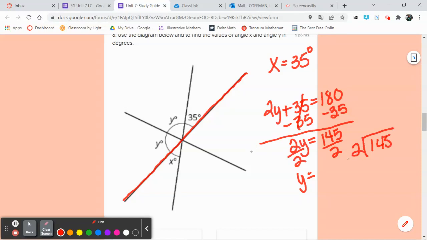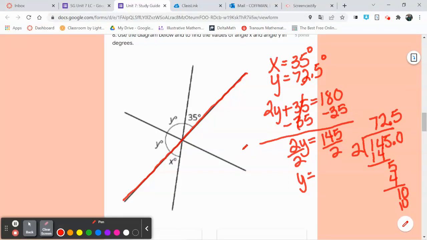Divided by 2. 2 goes into 14 7 times. We got nothing left over. We bring down our 5. 2 goes into 5 2 times. And 2 times 2 is 4. It leaves us with 1. I'm going to go ahead and put a decimal here. Put a 0 and bring down my 0. Put my decimal straight up. And 2 goes into 10 5 times. And 2 times 5 is 10. So we're done. And there's our answer. Y equals 72.5 degrees. So make sure you have this written down.